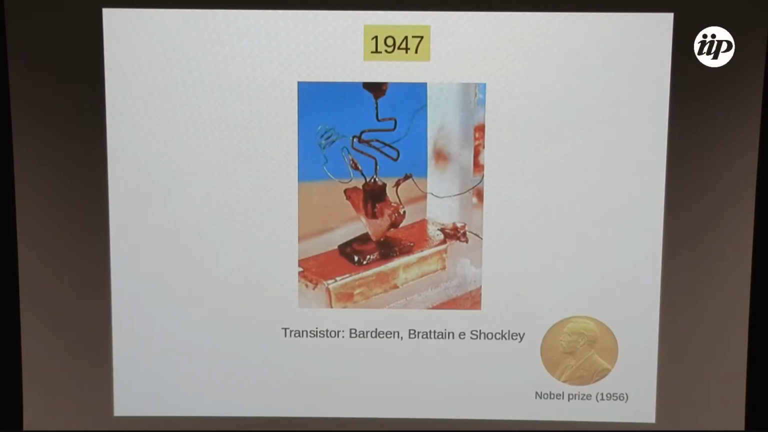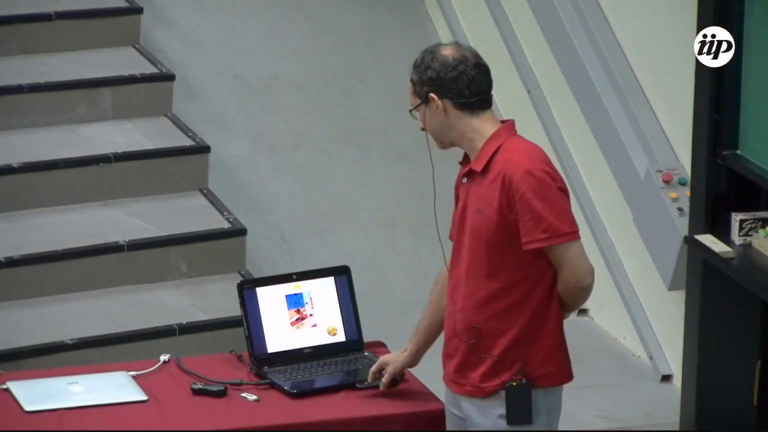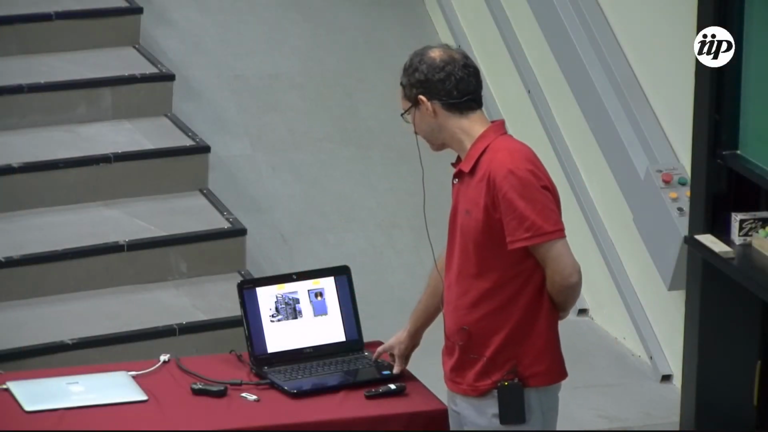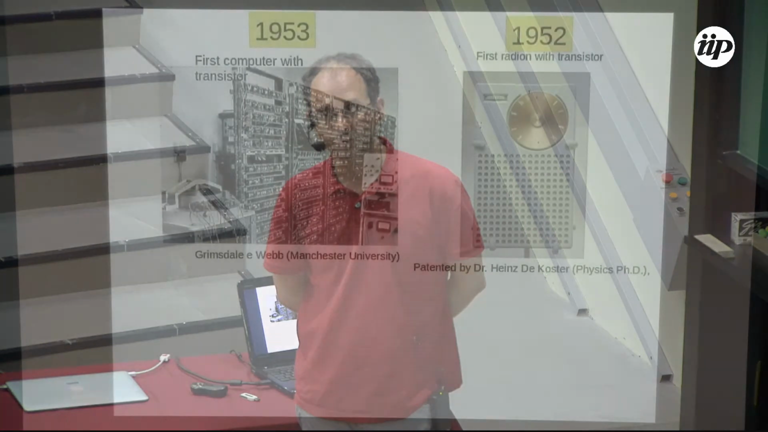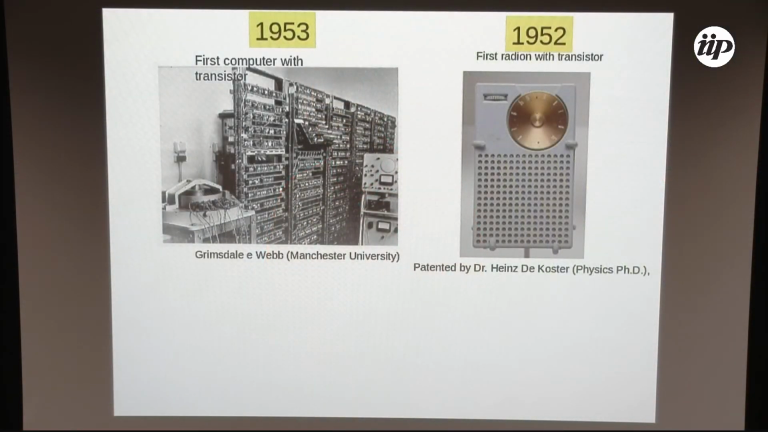Okay, this is the very beginning of the semiconductor technology. It is the first transistor developed using germanium. It was done in 1947 by Bardeen, Brattain, and Shockley, and they received the Nobel Prize for that. After that, the computer technology started to grow up. This is the first computer using transistor, the first radio using transistor.